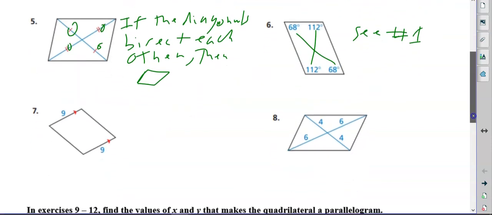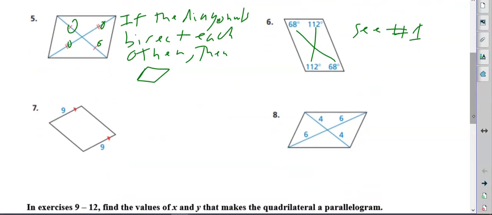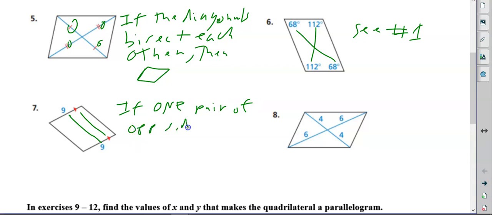All right, now this one is not the both. This is one pair of opposite sides are the same and they're parallel. So this is a little bit different. This time we only need one pair, but it needs to be both things. They're parallel and congruent. Then we have our parallelogram.